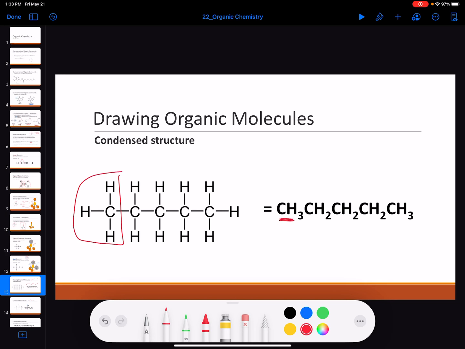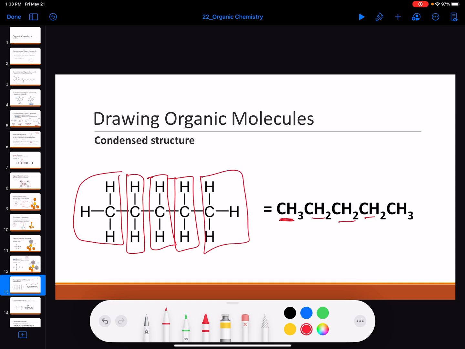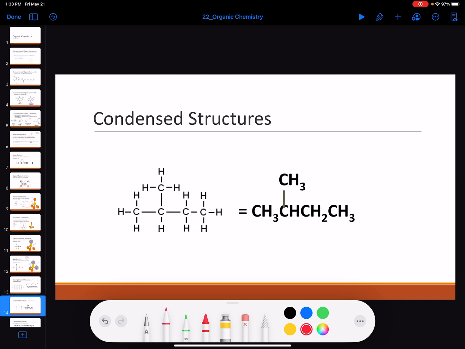I'm going to write that as a CH3. Then I've got a carbon attached to 2 hydrogens, CH2, CH2, CH2, and on the end, CH3, right? So you can kind of see how those translate to each other. That makes it a little easier to write them out a bit quicker. Okay, what if we have a branch?